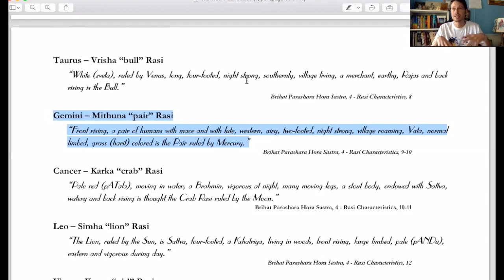Two-footed, it's biped, it's a human sign, so it's about your intelligence, your human qualities. Gemini is possibly the most human of all the signs. Night strong, village roaming. So again, it's not village living like Taurus, but it's village roaming. So it has to do with traveling through different villages, but it's really cities.